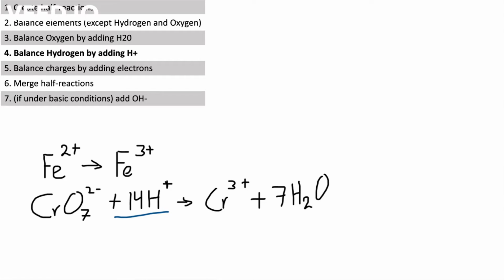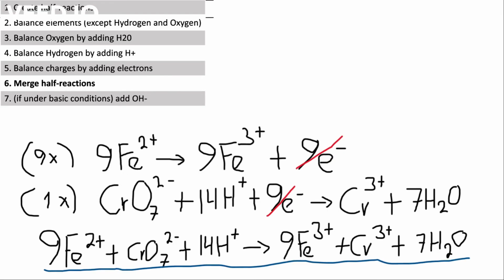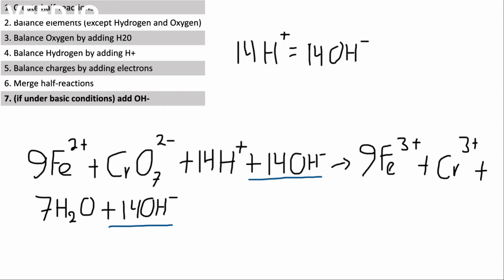After doing that you balance the charges by adding electrons and then merge the half reactions. And finally, you cancel the electrons out. Now you have a balanced redox reaction under acidic conditions. But under basic conditions, there is one last step.